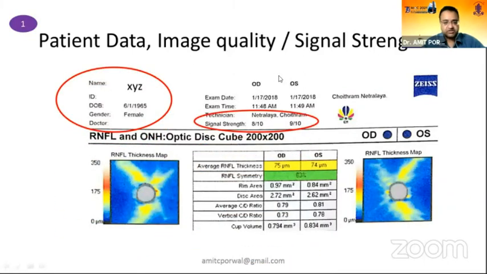Coming to zone one, which shows the patient's age, data, image quality, and signal strength, you have to stress on this and see whether the proper name has been entered and the date of birth has been entered, because both in Humphrey's as well as in OCT, the proper age is very important because everything is compared to the normative database.